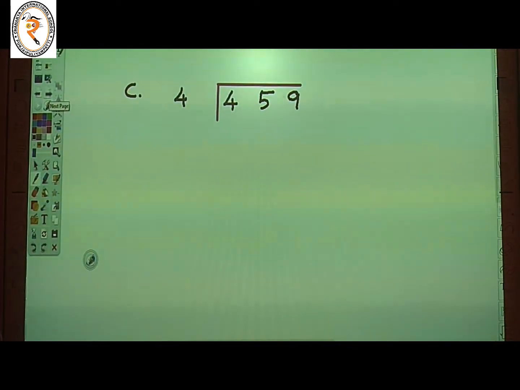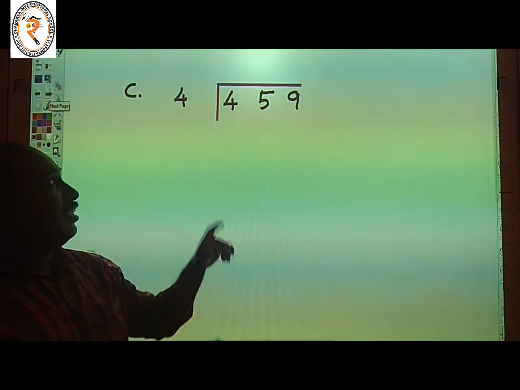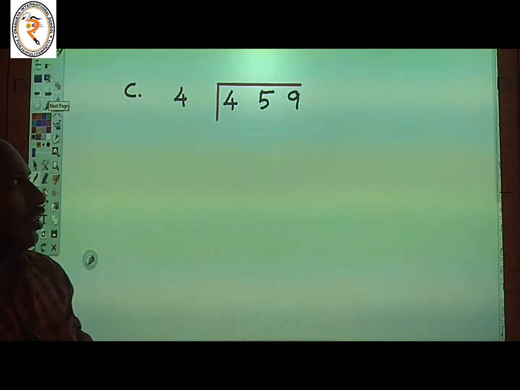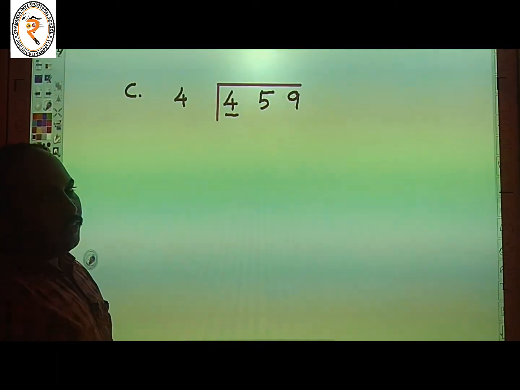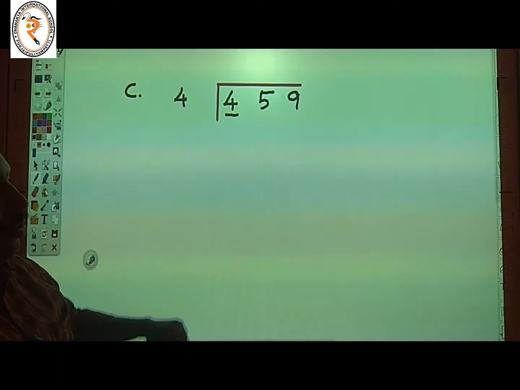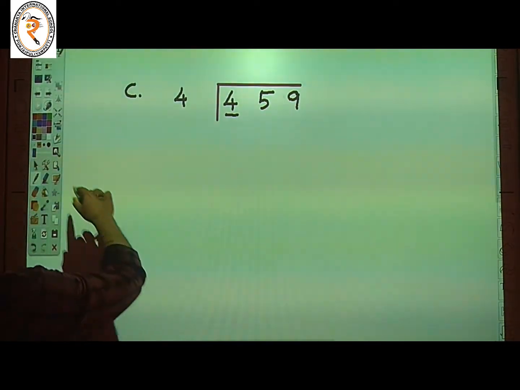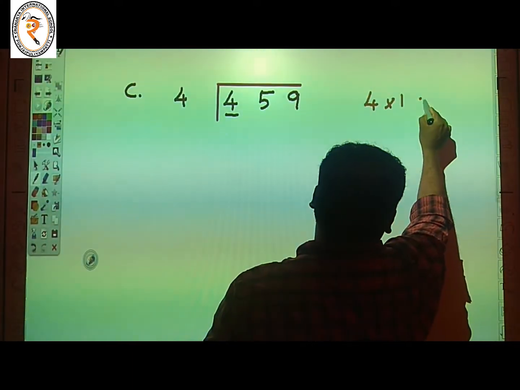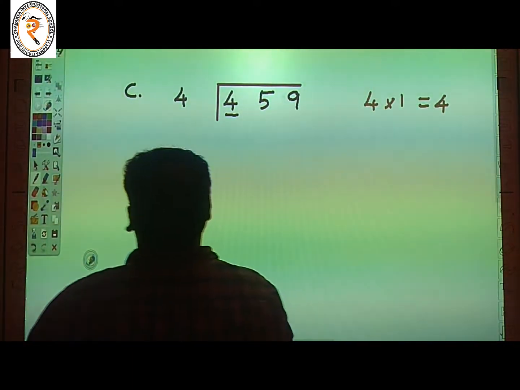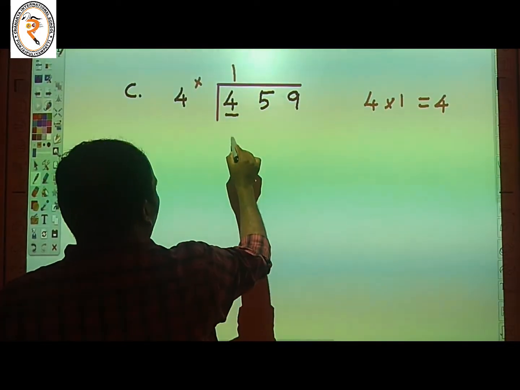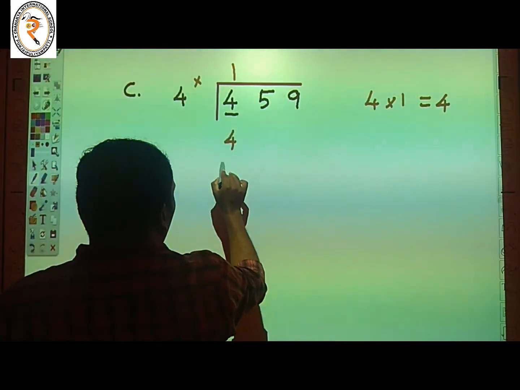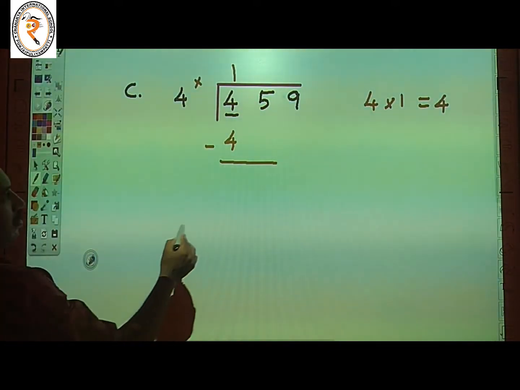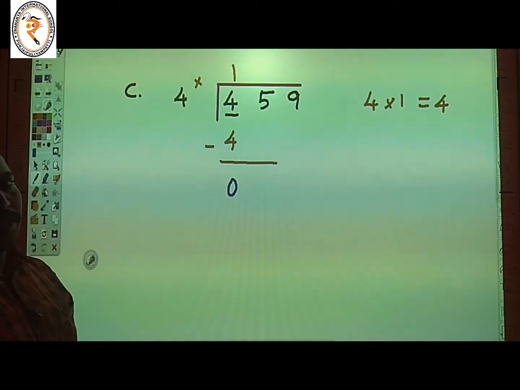Next is C part. 459 divided by 4. 459 is a 3-digit number. We want to divide the hundreds place first. 4 divided by 4. The divisor is 4, so we go to the fourth table. 4 into 1 is equal to 4. Next we want to subtract: 4 minus 4 is equal to 0.